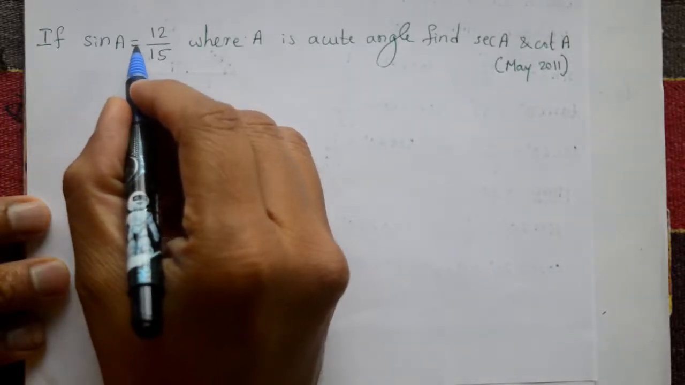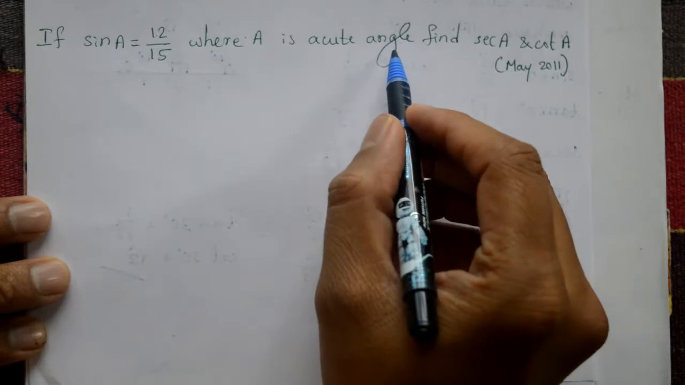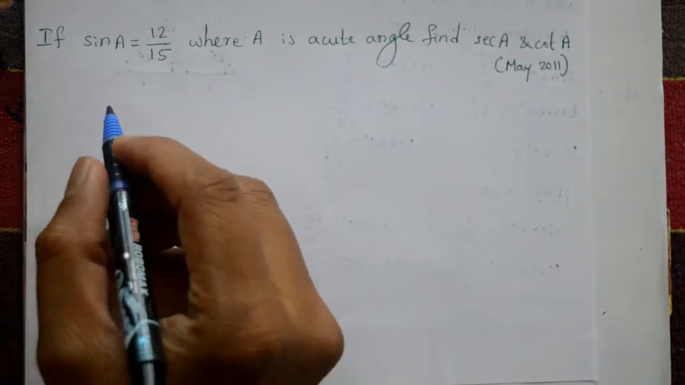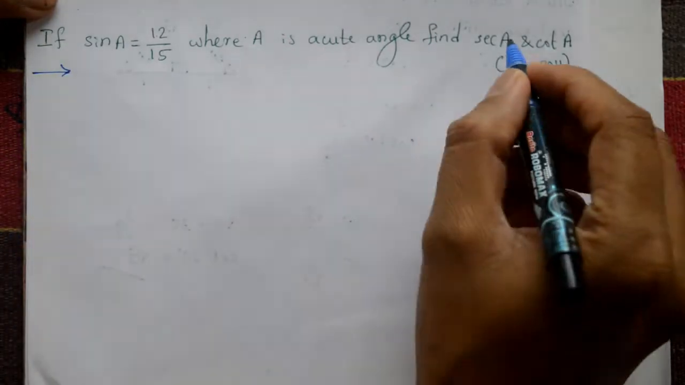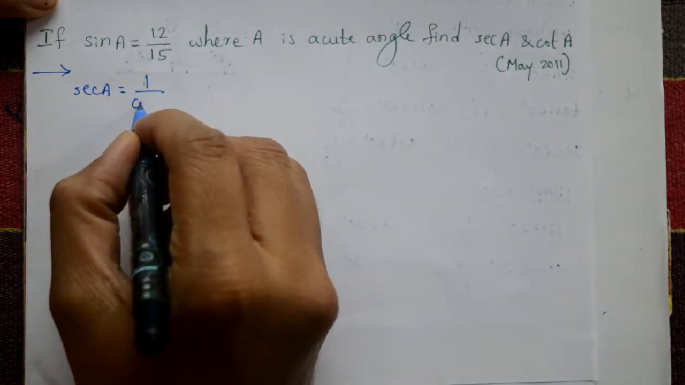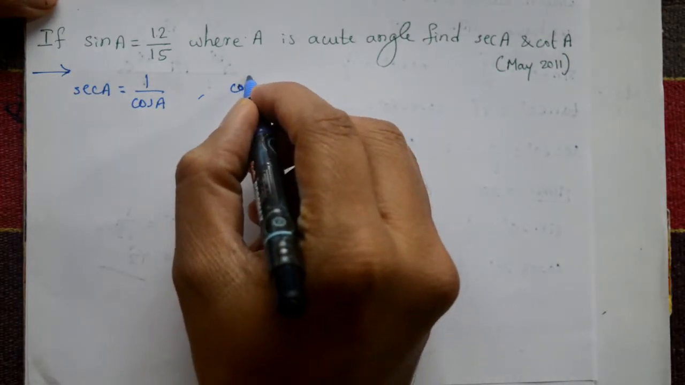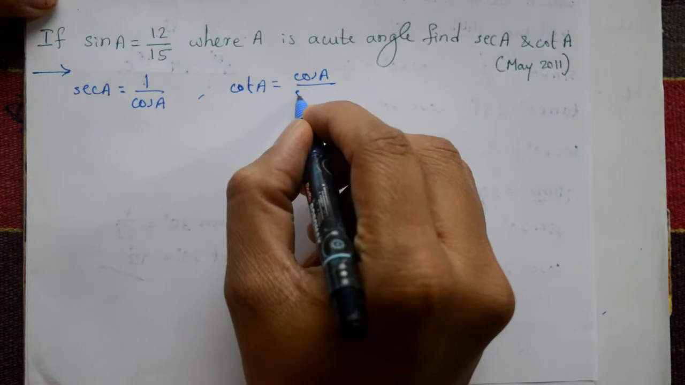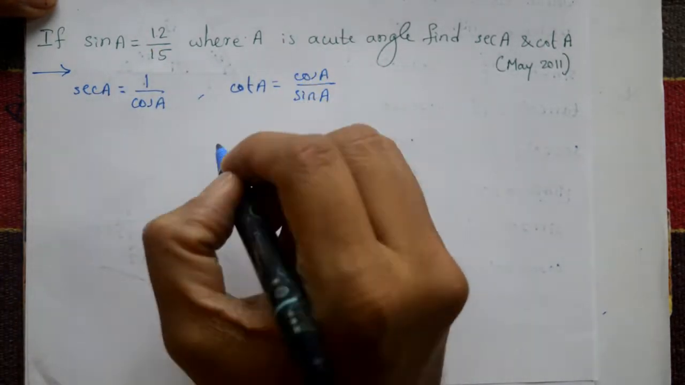If sin A is equal to 12 by 15, where A is an acute angle, find secant A and cot A. Okay, now the solution is very simple. Find secant A. Secant A is 1 by cos A. And cot A is equal to cos A upon sin A. Sin A is given, so we require cos A.